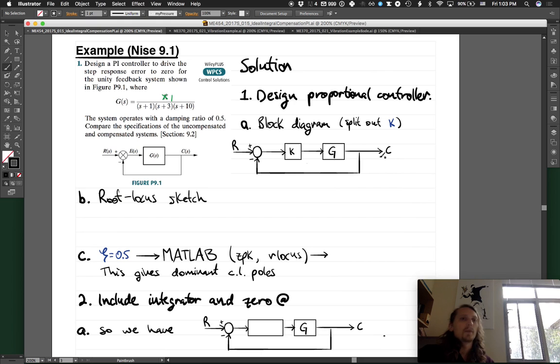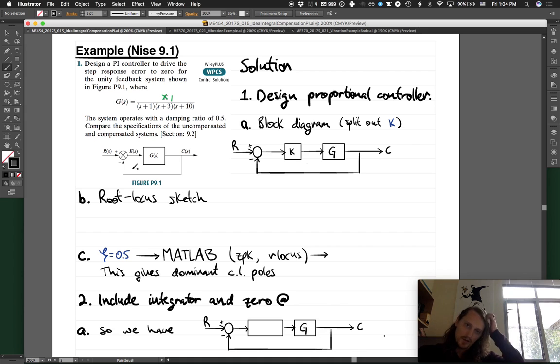We have, this is from Nise, problem 9.1. It says, design a PI controller to drive the step response error to 0 for the unity feedback system shown in figure 9.1. So it's just a unity feedback system, and we're going to add in a compensator here before G in the forward path. So the system operates with a damping ratio of 0.5. Compare the specifications of the uncompensated and compensated systems.